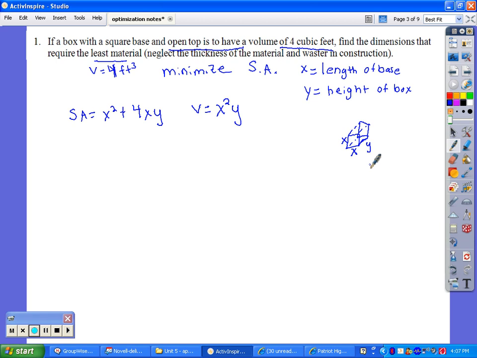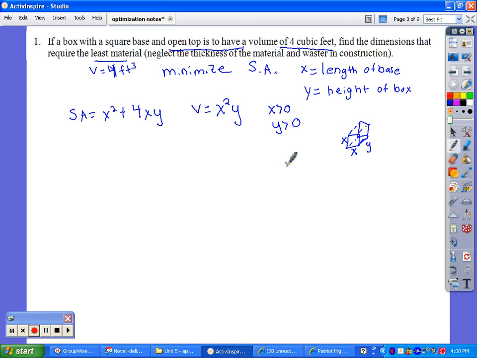Because usually the volume of a prism is length times width times height. And we have to write our domain. So realistically, the length of the base has to be greater than 0, and the length of the height has to be greater than 0. So those are my two restraints that we know.